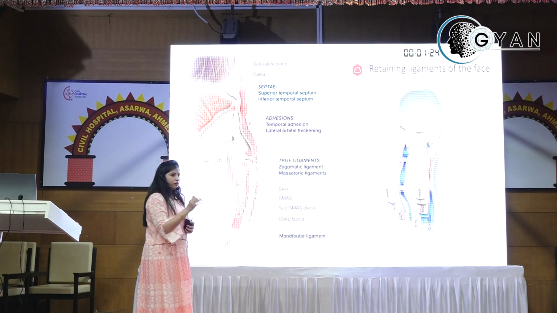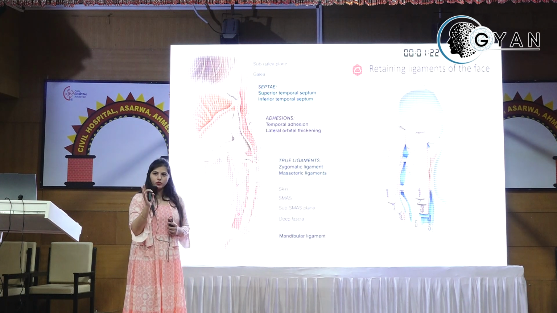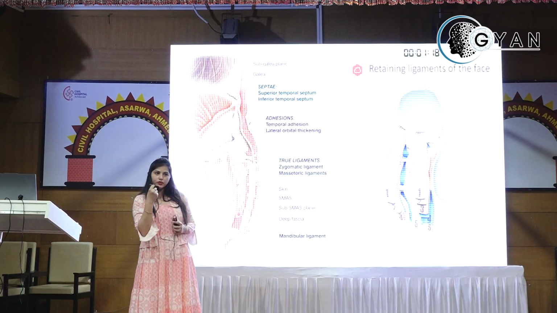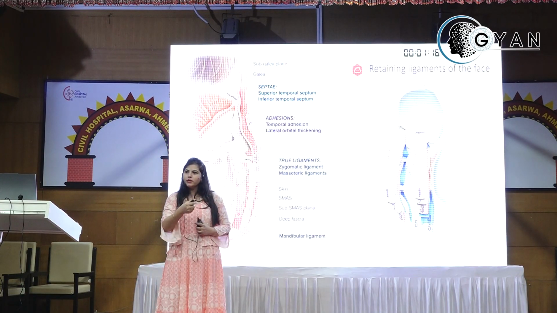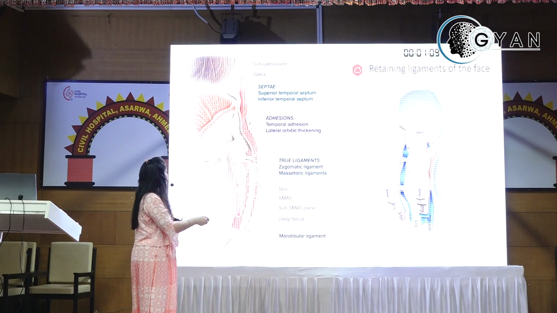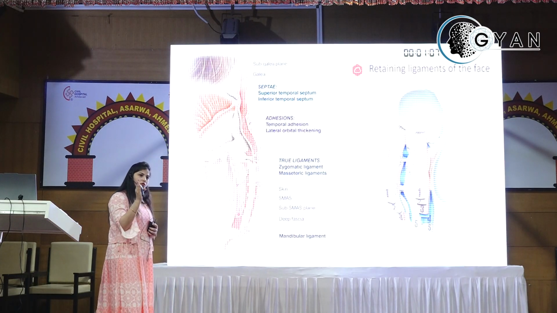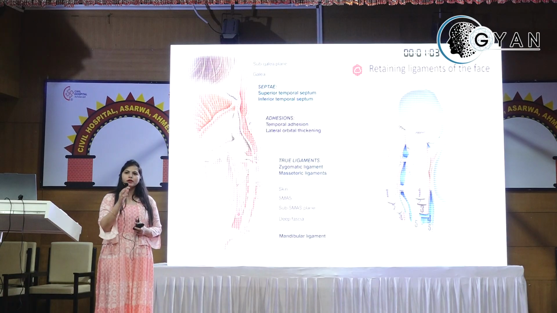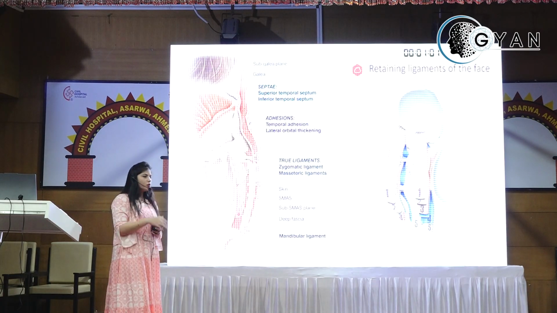So here, I am talking about only the 4th layer. It contains the retaining ligaments of the face, which we utilize at the time of facelift, because we engage those ligaments to get the plication or the excision, whatever. Because if we only tighten the skin, it will give way. So these retaining ligaments consist of septae, adhesions, and some true ligaments, which are the zygomatic ligament and the mandibular ligament, which are true ligaments.